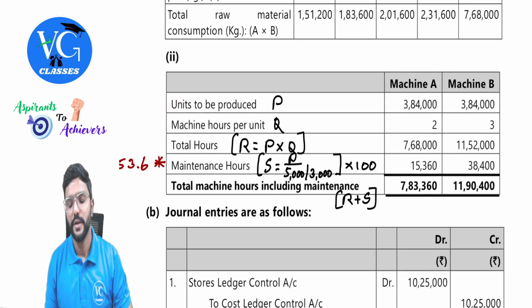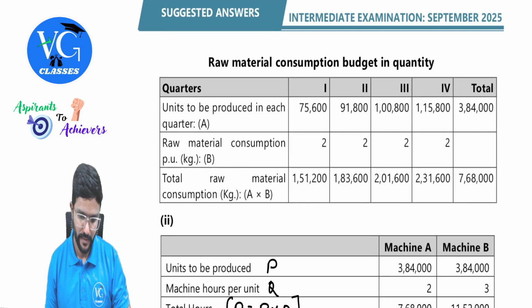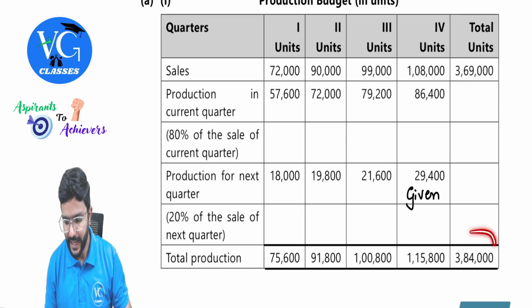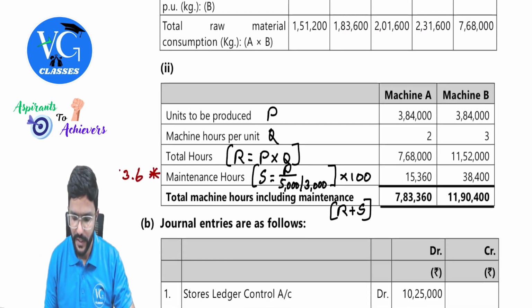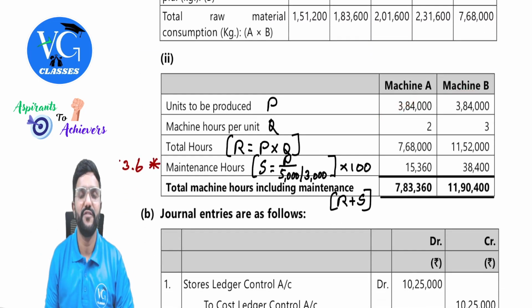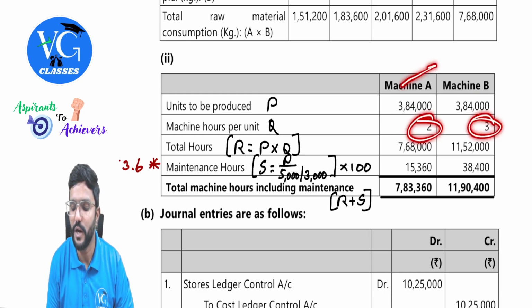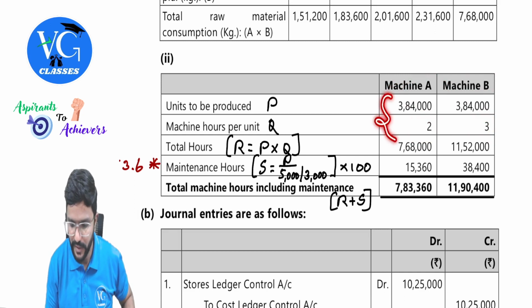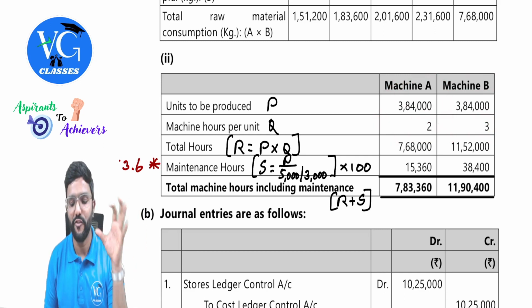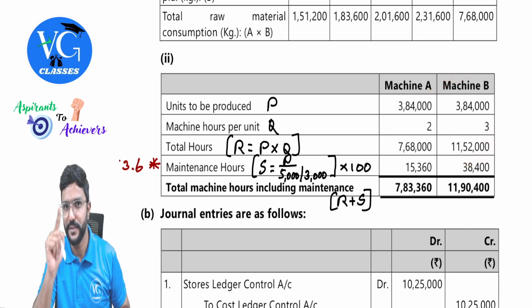Okay. With respect to machines, guys, we are supposed to do the calculation. Units to be produced: how much, sir? 3,84,000 in a year, total production. And for each unit of output, we require 2 hours of machine A and 3 hours of machine B. Totally 5 hours. Multiply both. So how many hours of machine is required for production? 7,68,000 of machine A and 11,52,000 of machine B. Please be careful with this.